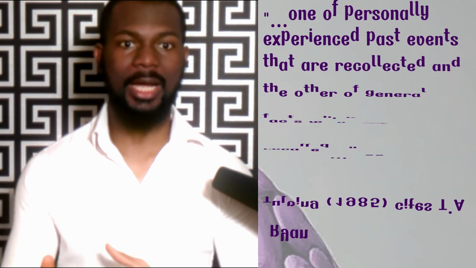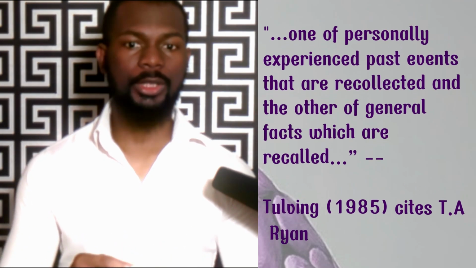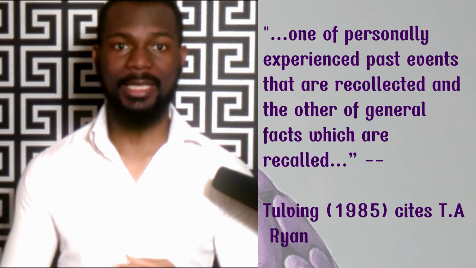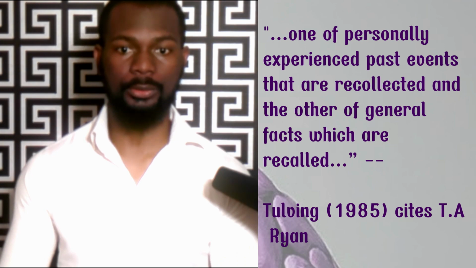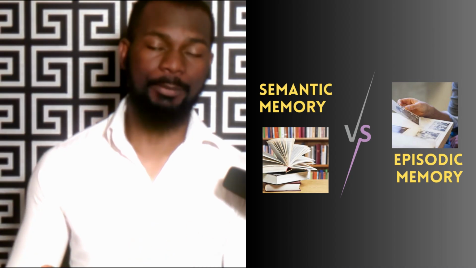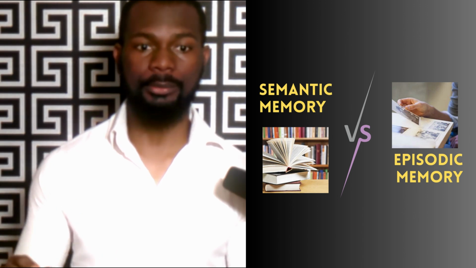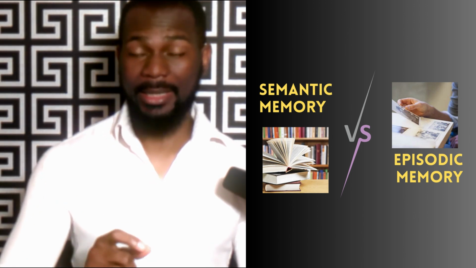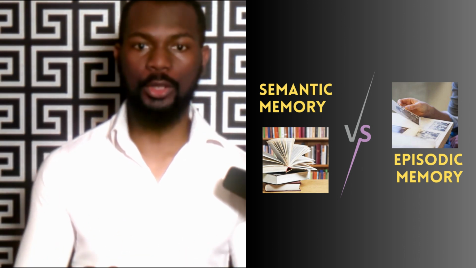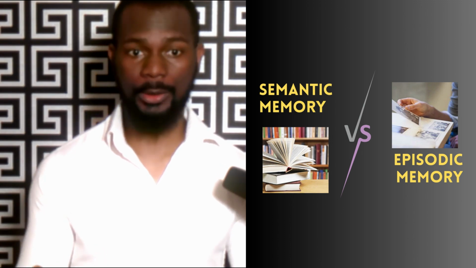As Tulving, who is citing T.A. Ryan, highlights, one involves personally experienced past events that are recollected, and the other involves general facts which are recalled. We recollect our time in the university or we recollect experiences, while we recall a mathematical formula or general facts about the world. These are the two different terms used when we're talking about episodic memory and semantic memory. While the mind knows that it knows, the distinction between semantic and episodic memory lies in the states of consciousness associated with these two conceptual subsystems.